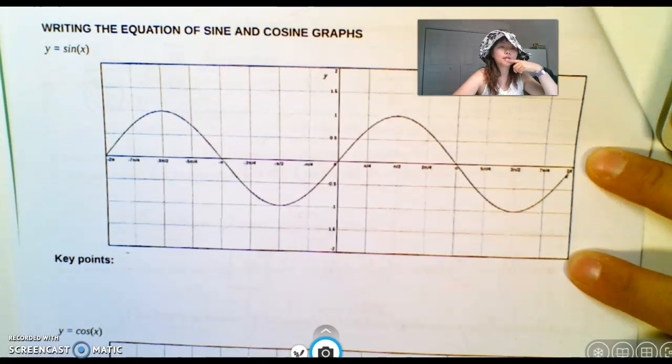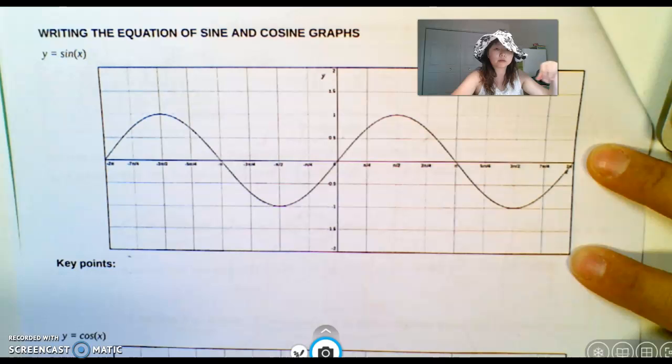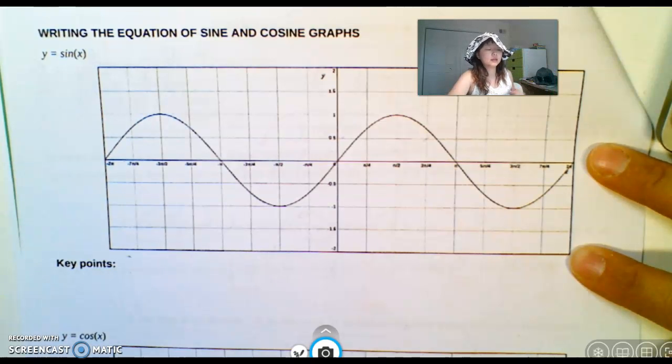Think about it. How many things in everyday life do you know just kind of repeat over and over? 24 hours in a day. After we go 24 hours, it repeats. 365 days in a year. After the whole year, it just kind of repeats, right? So you will actually find a lot of real life applications using sine and cosine.